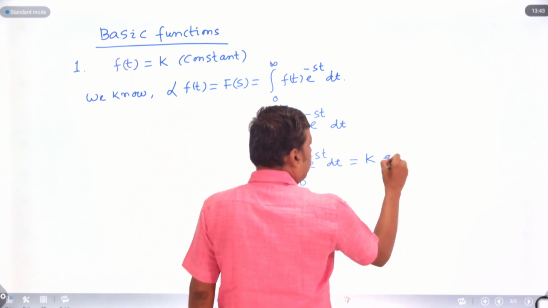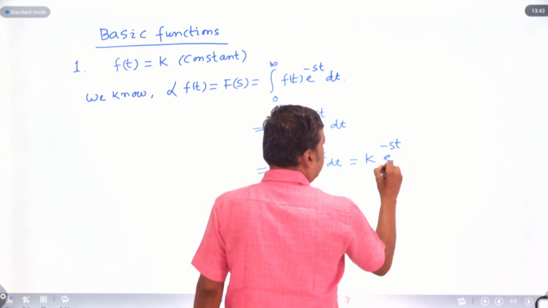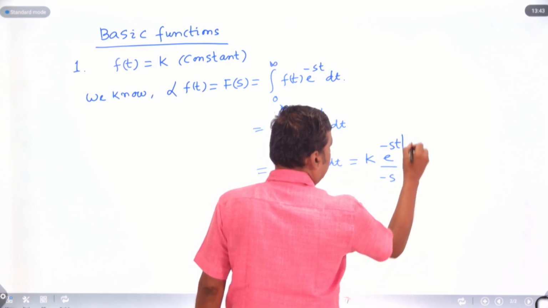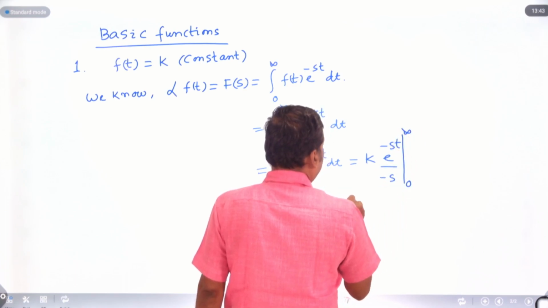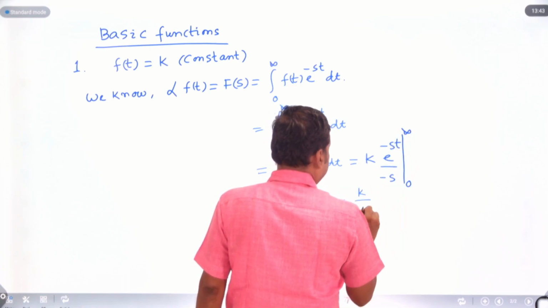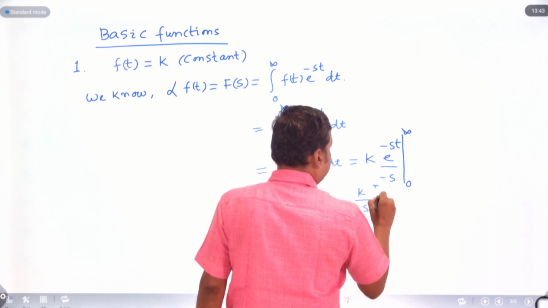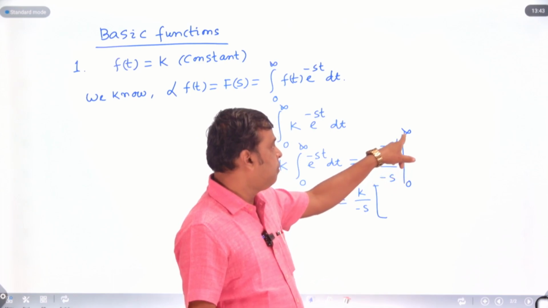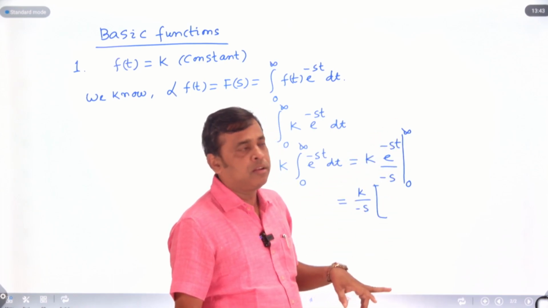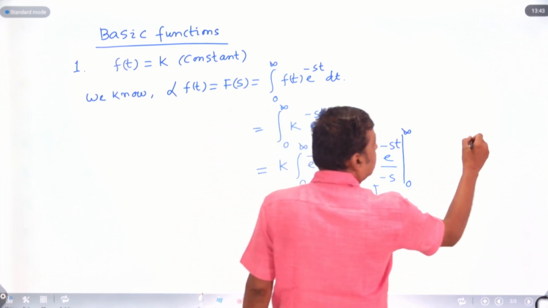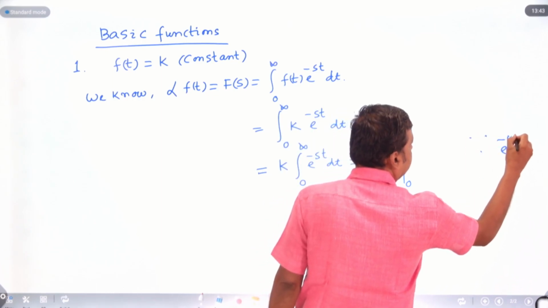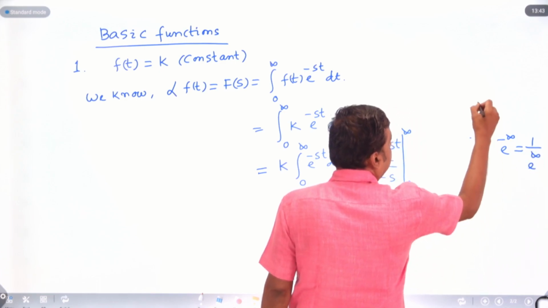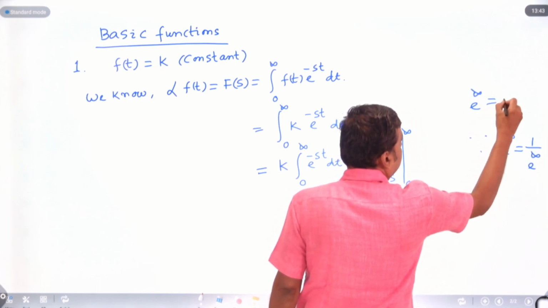The integral of e to the power minus st with respect to t is nothing but minus s, and the limit is 0 to infinity, and the value is k by minus s. Here t is your variable; in place of t, put infinity. e to the power minus infinity is nothing but 1 by e to the power infinity, and e to the power infinity equals infinity.